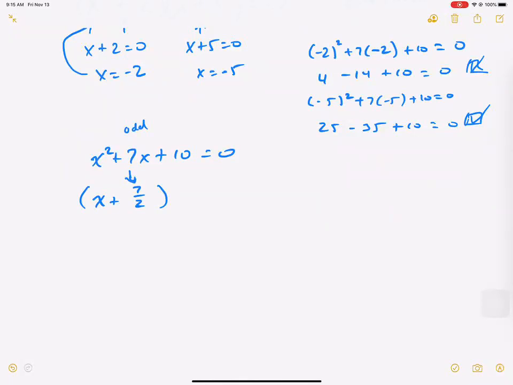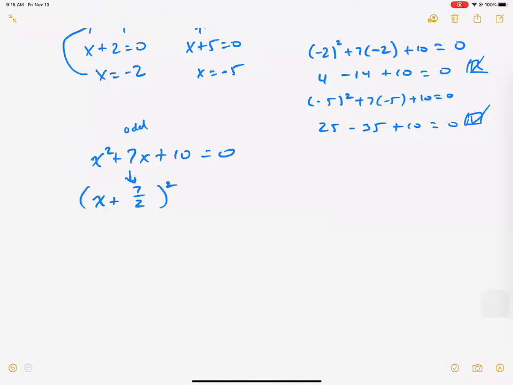On the test, it will tell you which method to use. If it doesn't tell you, you can choose whichever method you want. So if the test says use completing the square, you have to complete the square. If it says factor, you have to factor. And you'll see that on the practice test. Squared. So that is my perfect square.